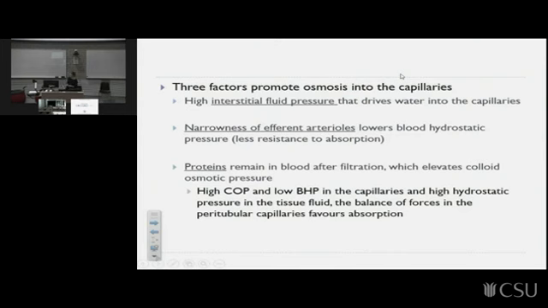So high COP and low BHP in the capillaries when it leaves the glomerulus, and a high hydrostatic pressure in the tissue fluid, the balance of the forces in the peritubular capillaries favours absorption. So think of the peritubular capillaries at the top of the priority list when it comes to the COP and the BHP, so the colloid osmotic pressure and then blood hydrostatic pressure too, and the peritubular capillaries essentially are favouring that absorption. The protocol for the pressure is to get the osmotic pressures and promote osmosis of water back into the bloodstream.